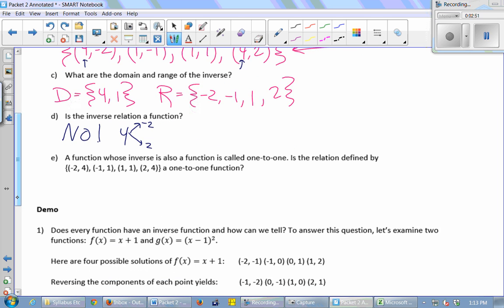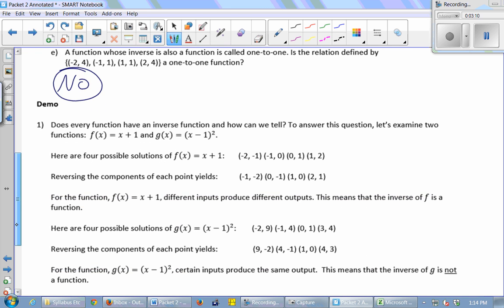So a function whose inverse is also a function is called one-to-one. Okay. Is the relation that I gave you at the beginning a one-to-one function? No, because we just said its inverse relation is not a function, so this is not one-to-one. Good.